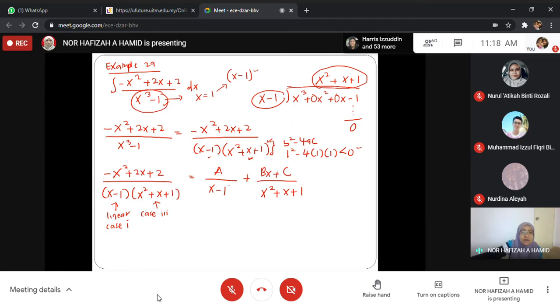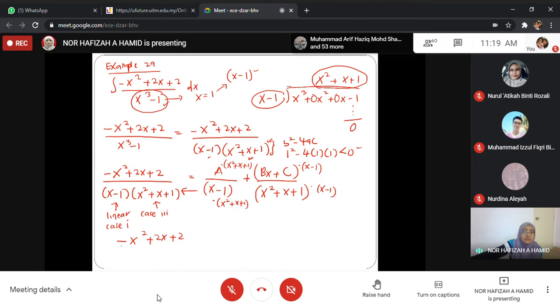So x minus 1, you nak tukar into this denominator, so you need to multiply with x square plus x plus 1. Okay, so atas pun sama, multiply with x square plus x plus 1. Okay, and for term Bx plus C ni, denominator dia you need to multiply with x minus 1. So atas pun sama, you multiply with x minus 1. Okay, so you have over x minus 1, x square plus x plus 1.